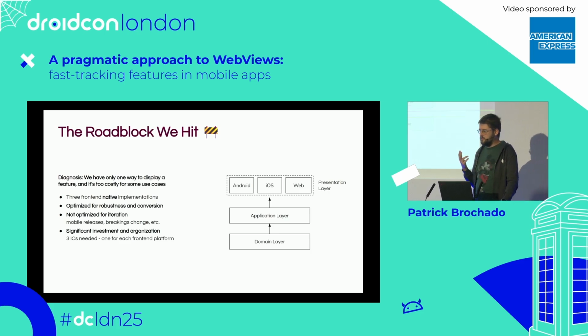Think of the mobile release train, API breaking changes, App Store reviews, etc. This often meant a significant investment for every new feature, sometimes requiring a dedicated team of at least three engineers just to get one thing shipped across all the platforms.